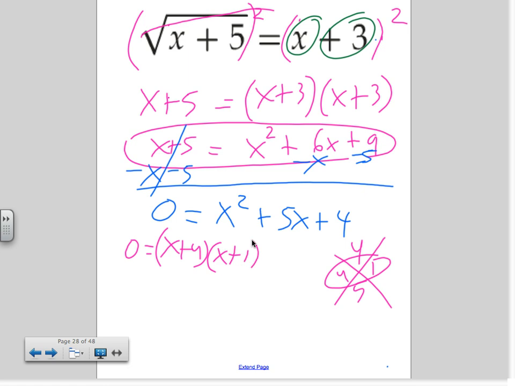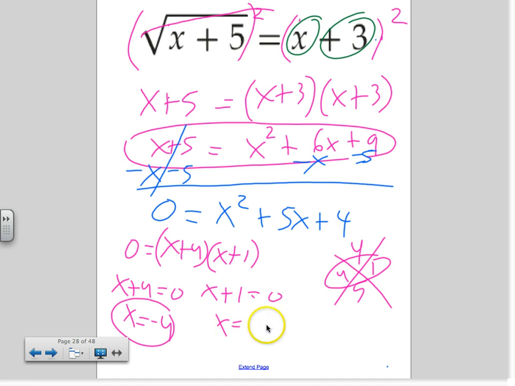How many cases do we have here for 0? 2. Now, I'm still having students confused at this step about what to do from here. Remember, you have 2 cases, split them up and solve for 0. First case, x plus 4 equals 0. It's as simple as that. Second case, x plus 1 equals 0. So I solve for x, and I get negative 4 and negative 1.